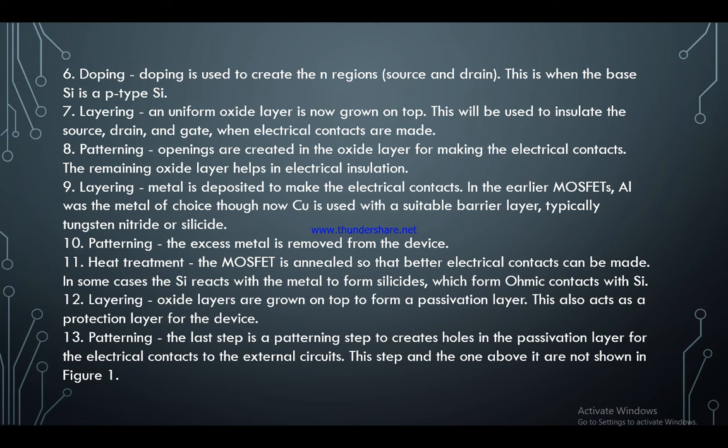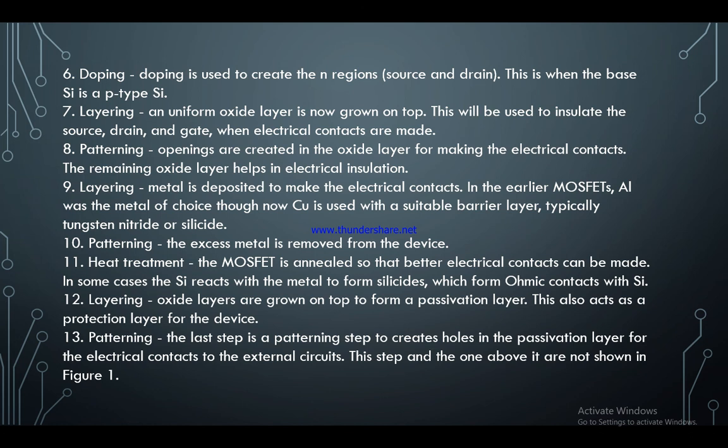In the earlier MOSFETs, Al was the metal of choice. Now, Cu is used with a suitable barrier layer, typically tungsten nitride or silicide. The excess metal is removed from the device. Heat treatment. The MOSFET is annealed so that better electrical contacts can be made. In some cases, the silicon reacts with the metal to form silicides, which form ohmic contacts with silicon.